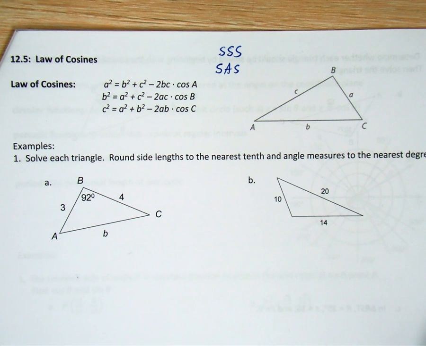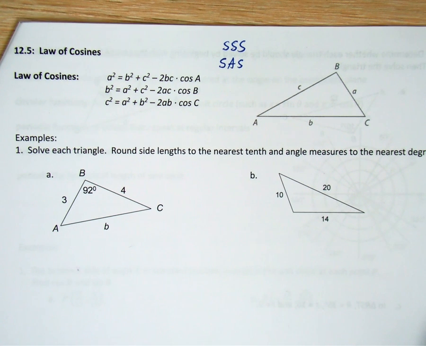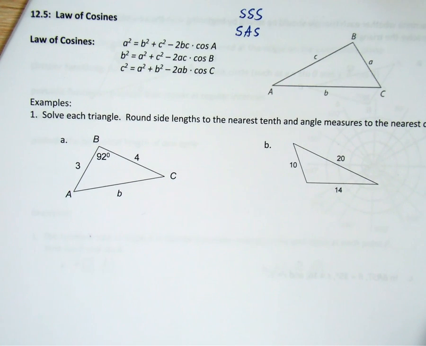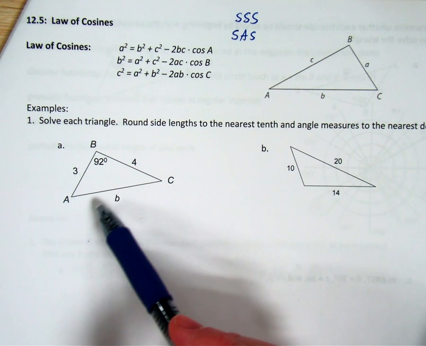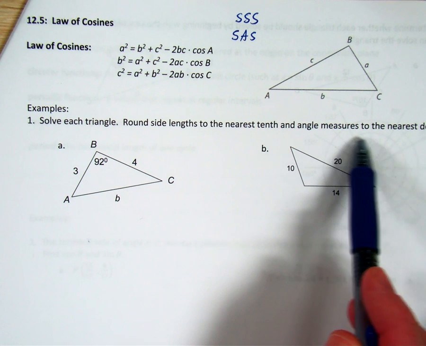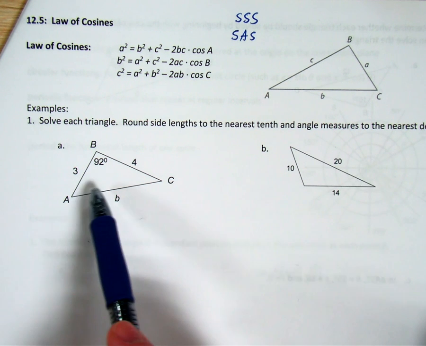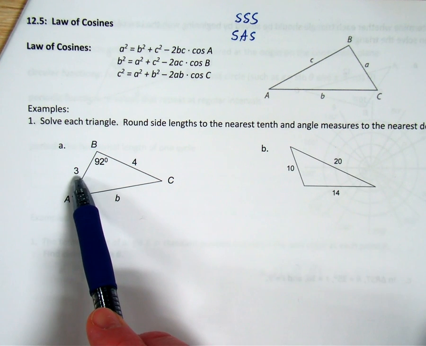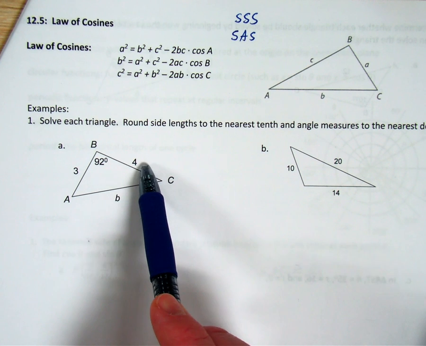We'll do one, and we'll see, it's not that bad. So our first one. Solve each triangle, round lengths to the nearest tenth, and angles to the nearest full degree. So we have side 3, 92 degrees, side 4.